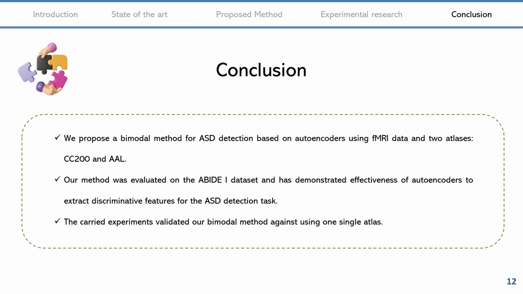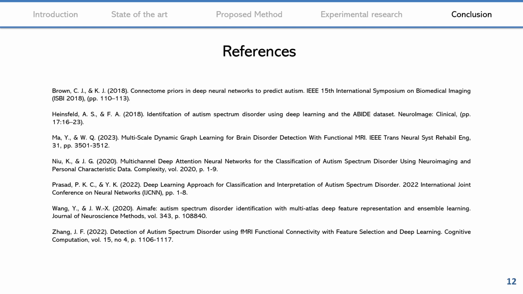Our experiments also prove that our method is better than using just one atlas, giving us accurate and reliable results for autism detection. Before we conclude today's presentation, I'd like to share with you the valuable sources that have contributed to our research.